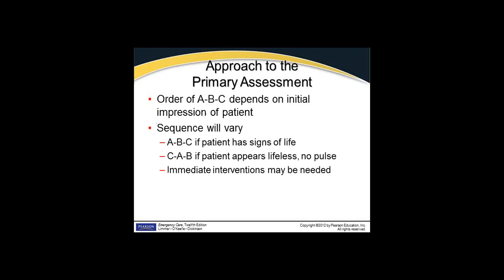The order of the ABC depends on our initial impression of our patient. And in most cases, it is the ABCs, unless the patient appears to be lifeless and is pulseless. And in those cases, it switches to what we learned in CPR as the CAB approach: circulation, then airway, then breathing. But in most cases, it's airway, breathing, circulation. And occasionally, we have some immediate interventions that are needed, but in most cases, it's done nearly simultaneously with a lot of our assessment.